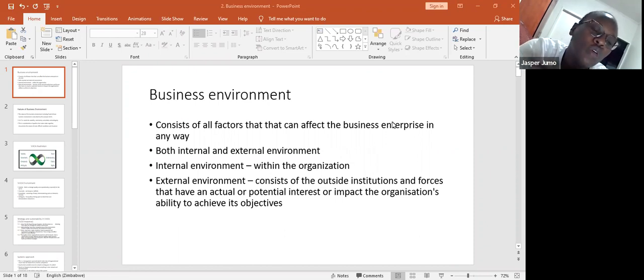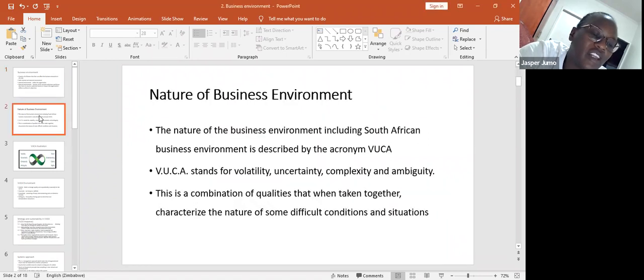So as you look into these environments, you are worried about those factors that affect how you are able to achieve your objectives, how you are able to remain profitable, or how you are able to remain sustainable as a business. So that's just the general statement about the business environment.